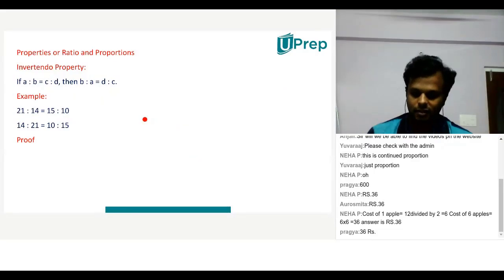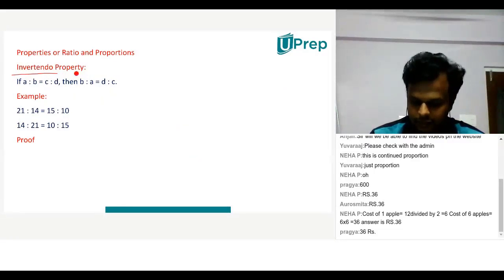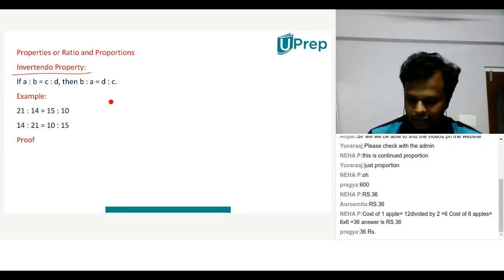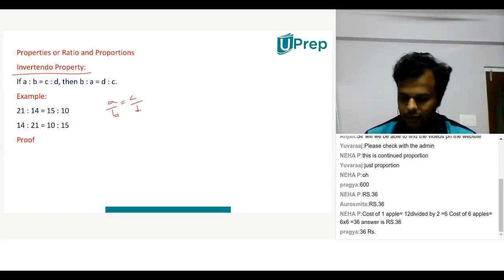So this is called the property of invertendo. Now what this says is if A by B is equal to C by D, children, A is to B equal to C is to D means A by B is equal to C by D.